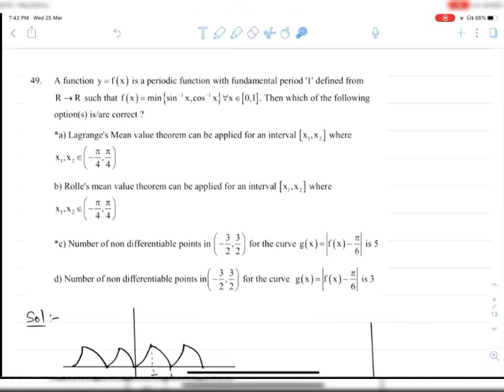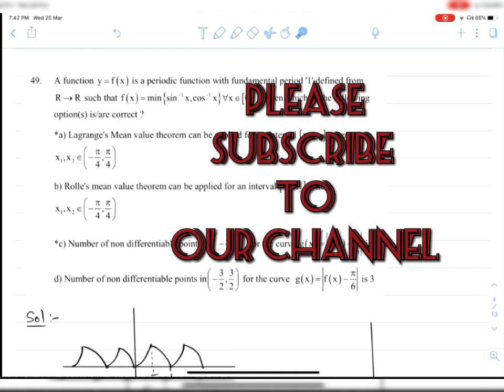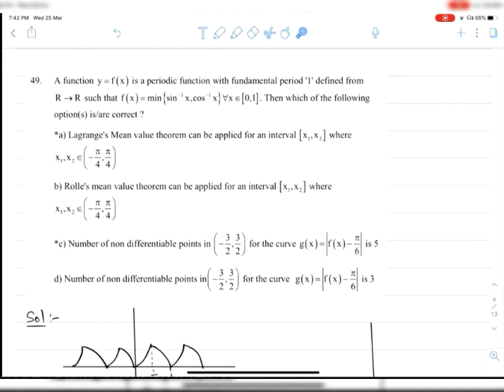Again, such that f of x is equal to the minimum of sin inverse x comma cos inverse x for all x belonging to 0 to 1. And for the rest, we'll define it by using the fact that the fundamental period is 1. Then, which of the following options is asked? This will be changed to incorrect, and the answer will be B, C, D.